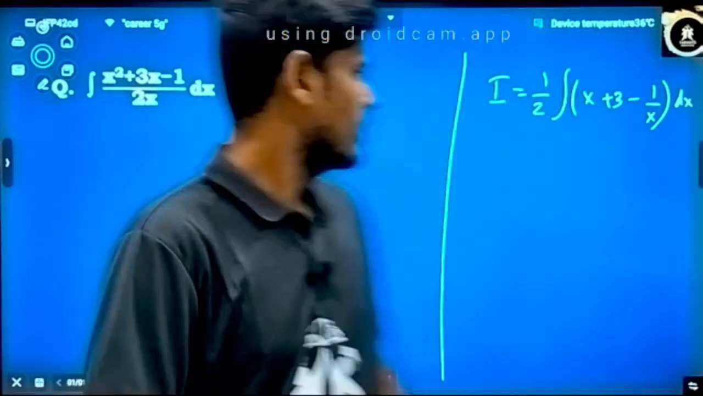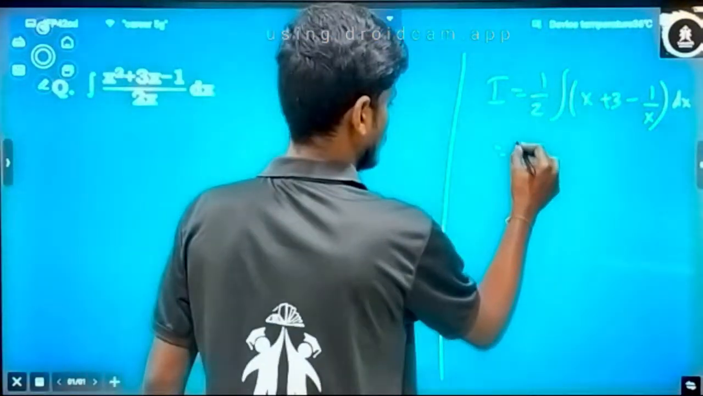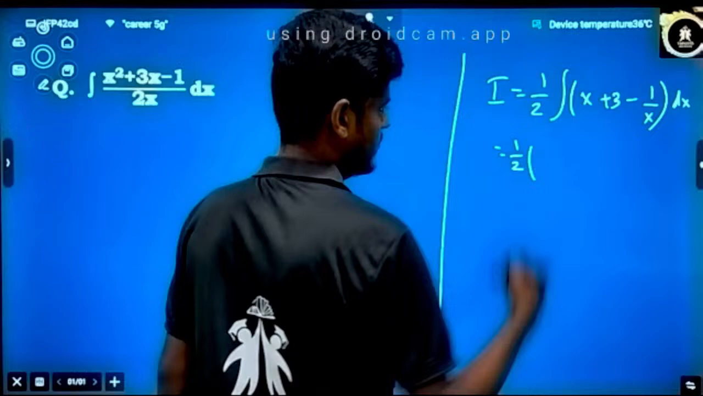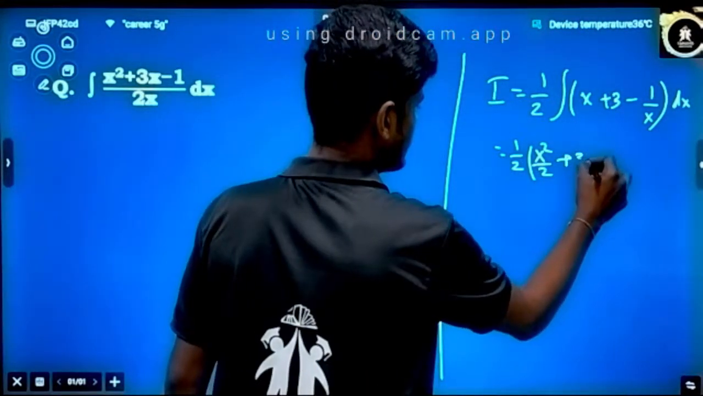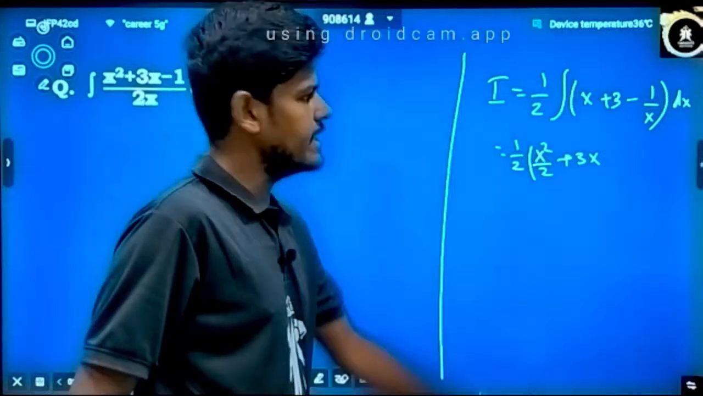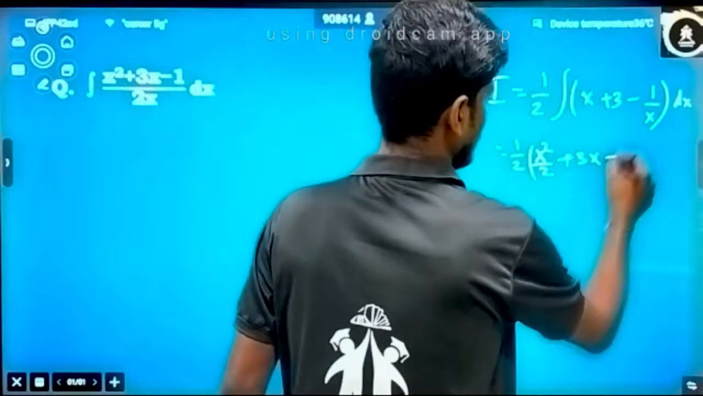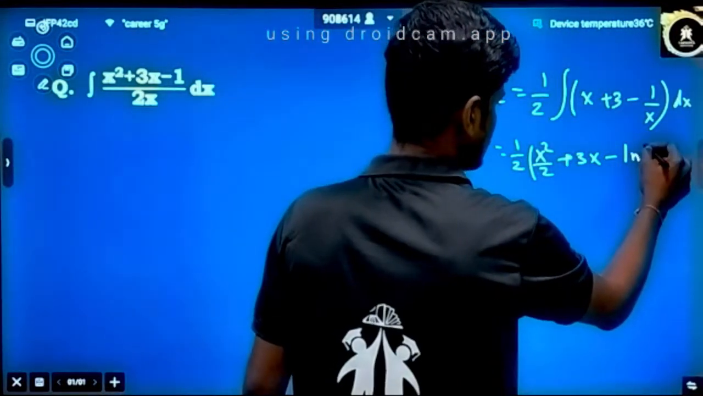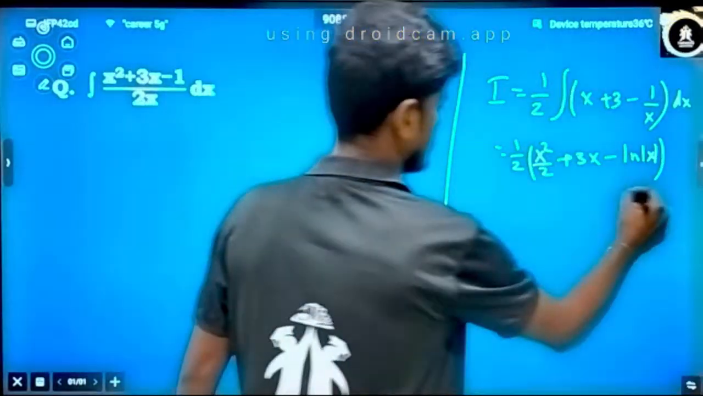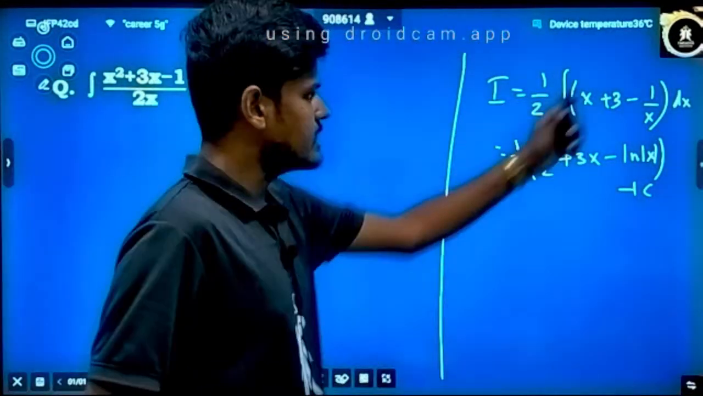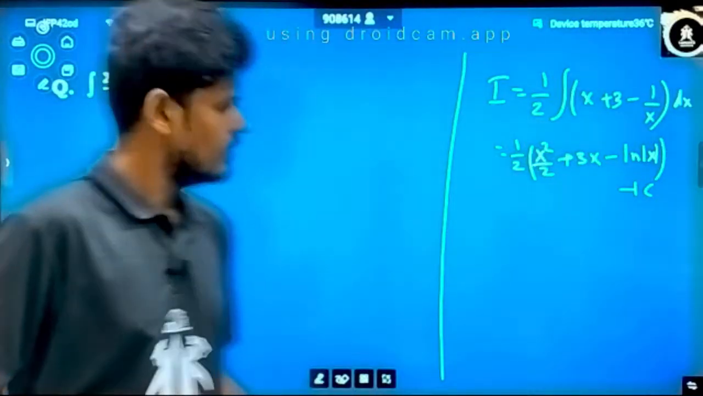Next what we need to do, integrate this, that is equal to 1 by 2 of integral of x is x square by 2, plus 3 times x, integral dx is x, minus integration of 1 by x is log mod x, plus constant. Integrate it separately and add.